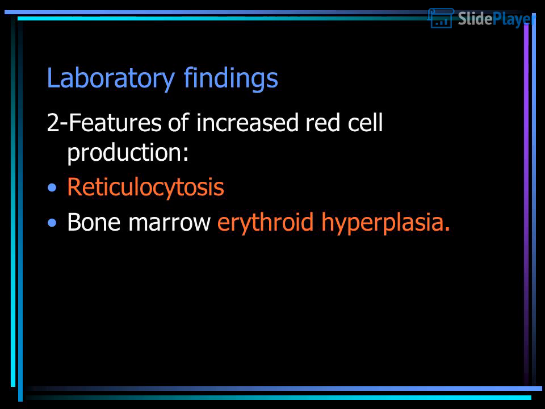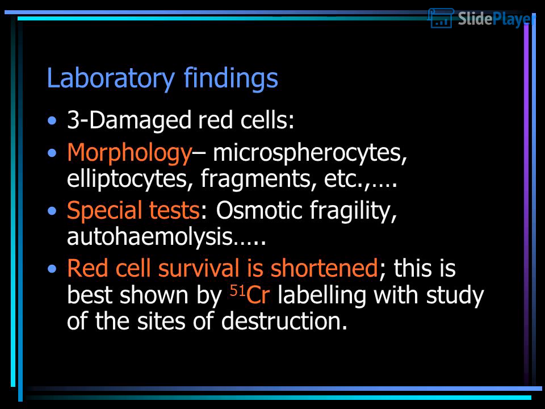Laboratory findings: 2. Features of increased red cell production. Reticulocytosis. Bone marrow erythroid hyperplasia. Laboratory findings: 3. Damaged red cells. Morphology: microspherocytes, elliptocytes, fragments, etc. Special tests: osmotic fragility, autohemolysis. Red cell survival is shortened. This is best shown by 51Cr labeling with study of the sites of destruction.